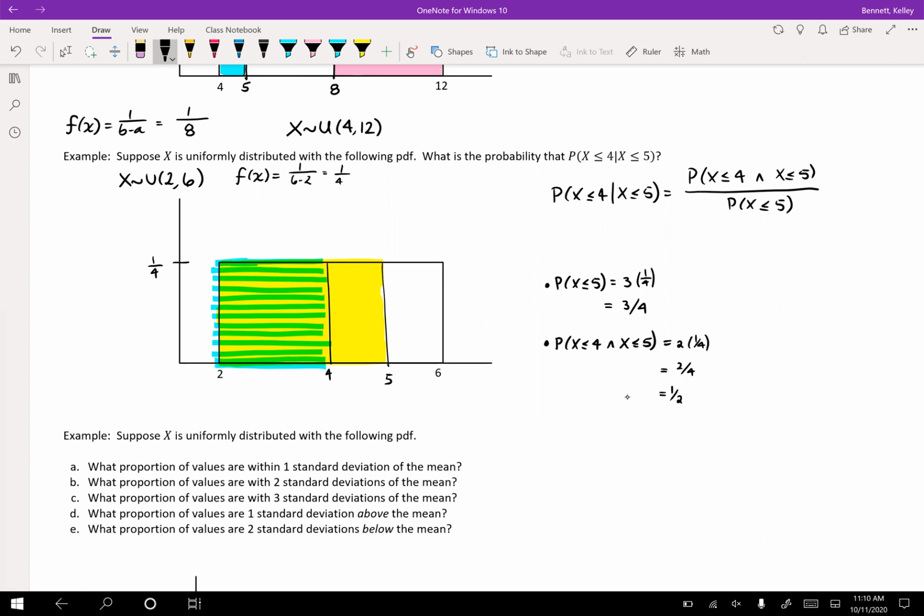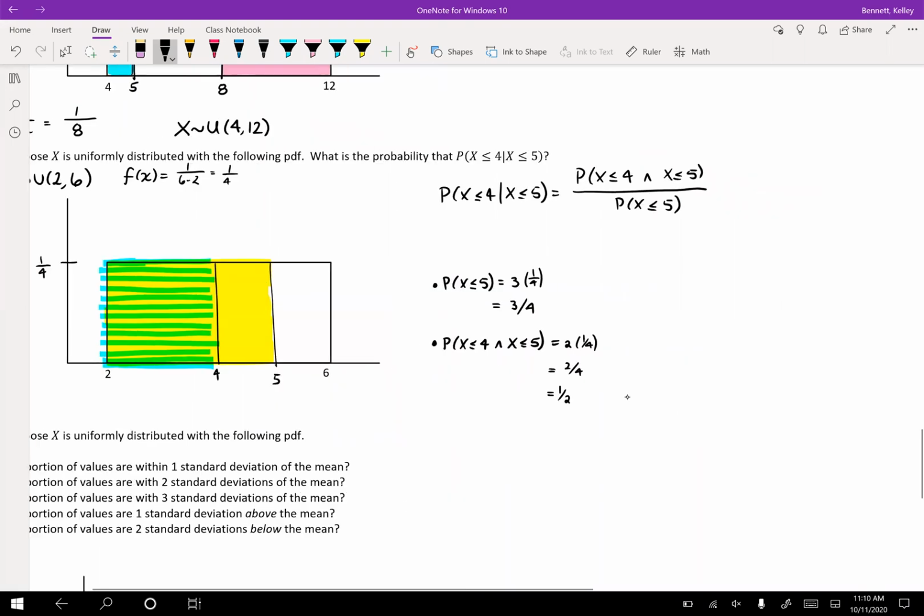So now that I have my probabilities, I'm ready to go. I'm going to plug them in. So this equals 1/2 divided by 3/4. So that's 1 over 2 times 4 over 3. I can cancel out this 2 and this 4, and this gives me 2/3.